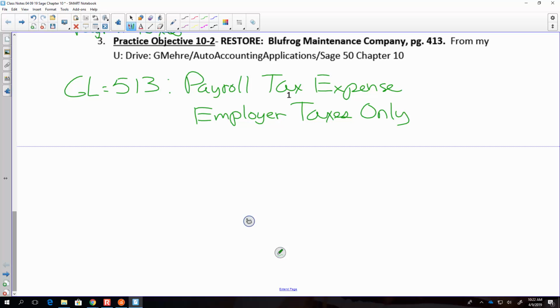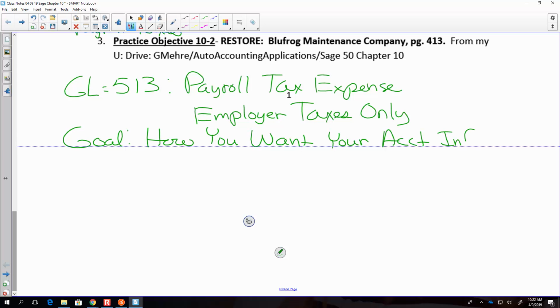define your income statement. So whenever you're doing a setup, the goal on any setup, whether it's customer, vendor, or employee, is you need to know how you want your accounting information displayed. I say displayed or tracked. Always be thinking of what the income statement will look like when you're done with your setups.